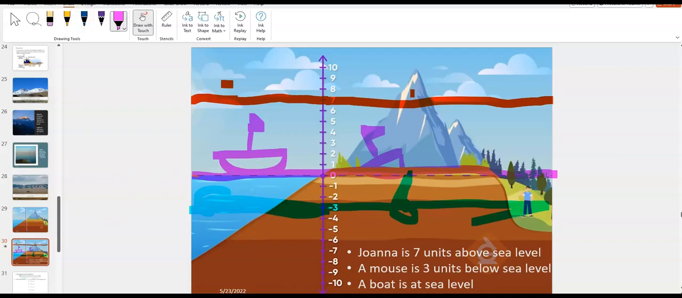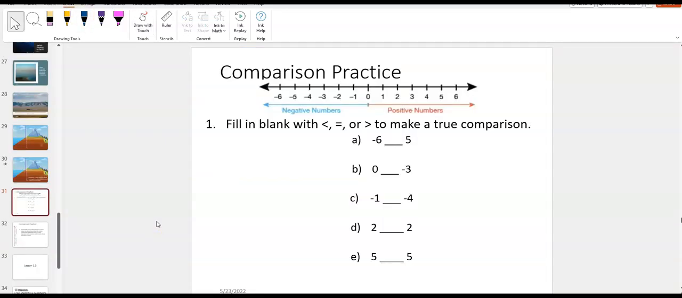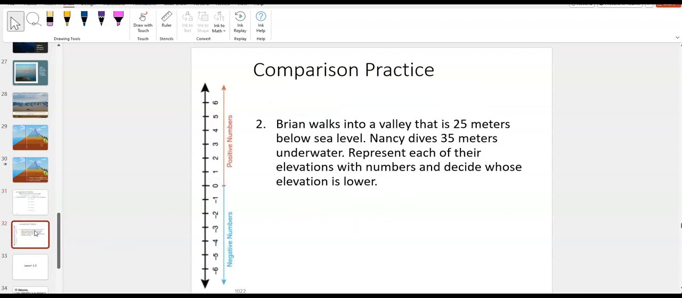All right, and then the last thing you're going to do is practice right here. You're going to go ahead and compare and practice these numbers. You have number lines on your notes to help you, both vertical and horizontal. But tell me which number is greater than, less than, or equal to the other number. And then you have another set here with a word problem talking about somebody walking into the sea. So go ahead and do those 2 things, and then you guys will come back here to see your answers.